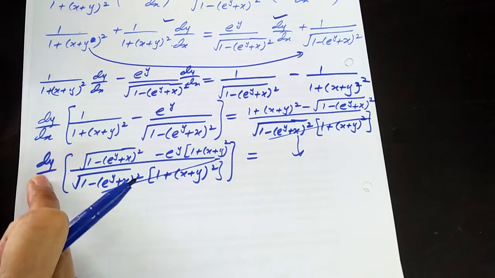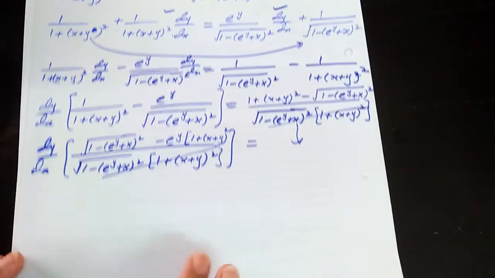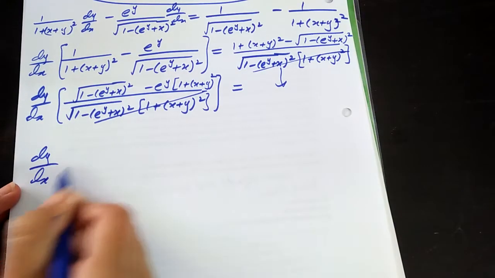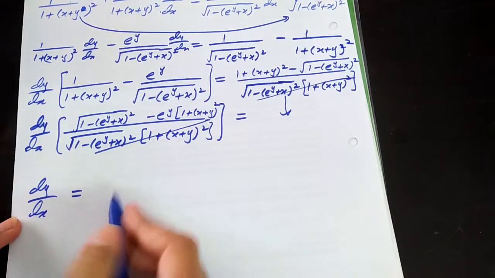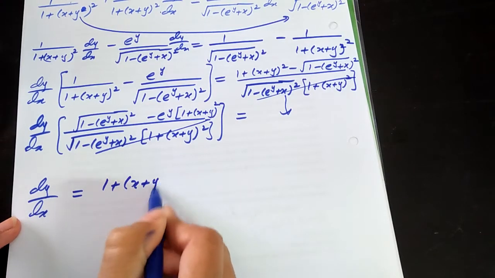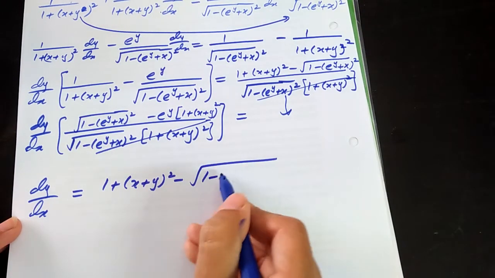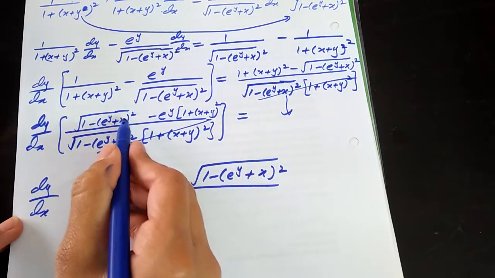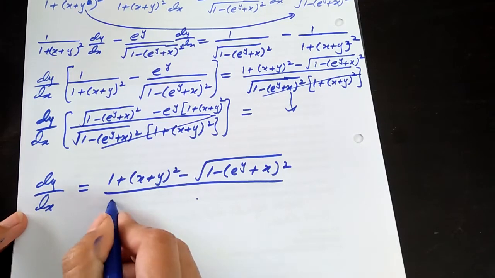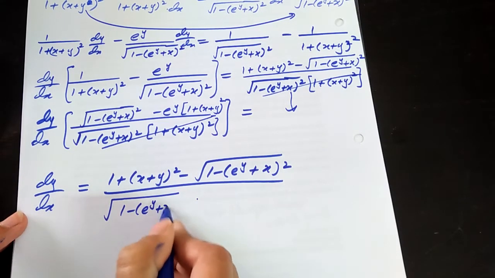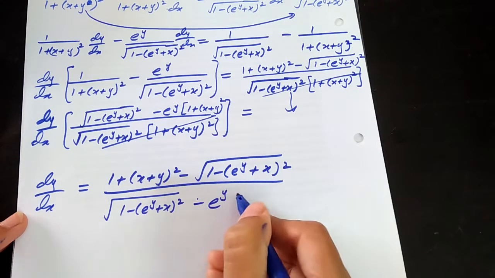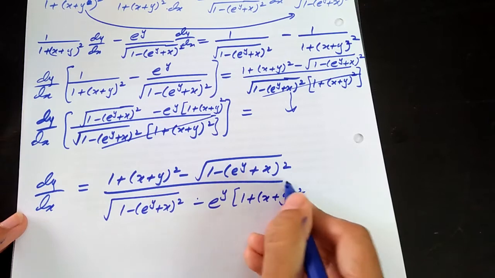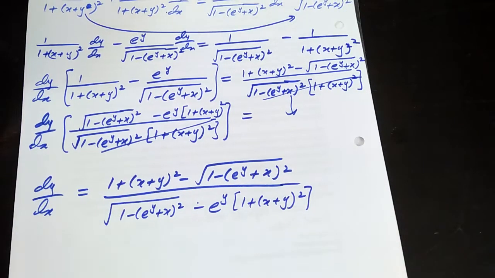Now this thing is multiplying here, move it on the right side and divide it with this function. We'll get the answer for our dy by dx. So our dy by dx equals this function, numerator (1 plus x plus y) whole square minus under root 1 minus (e raised to power y plus x) whole square, divided by this function that will come down, that is under root 1 minus (e raised to power y plus x) whole square minus e raised to power y and (1 plus x plus y) whole square, like this. So this is the answer for our question number 48.